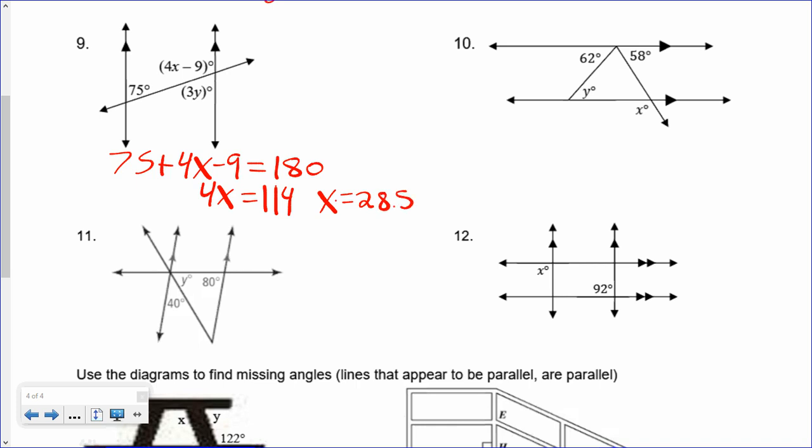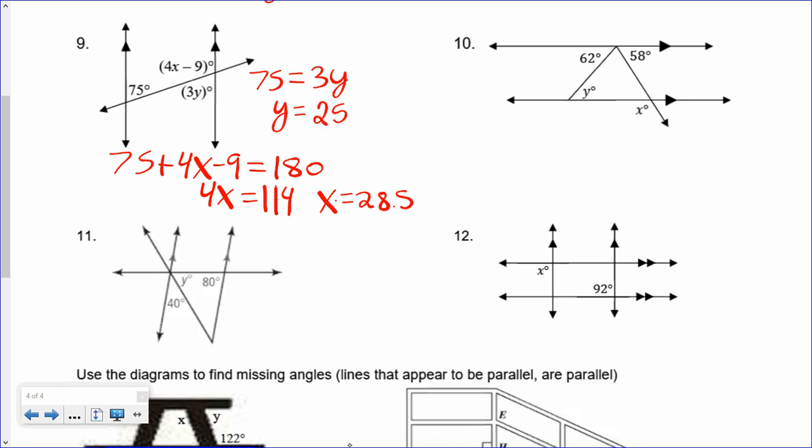Now, do you have to use x to help you solve for y? No, you do not. You can if you want to, but you don't have to. Because don't I have a relationship between this angle and the 75? What is it? They're all alternate interior. The 3y and the 75 are alternate interior, which means what do you know about their measures? So then I can say 75 equals 3y, because they're alternate interior. If I divide 75 by 3, what do I get for y?